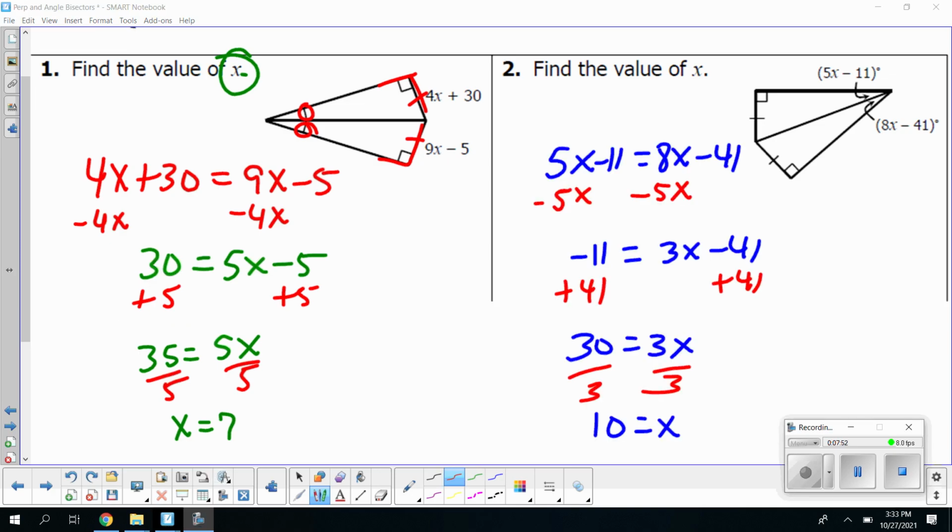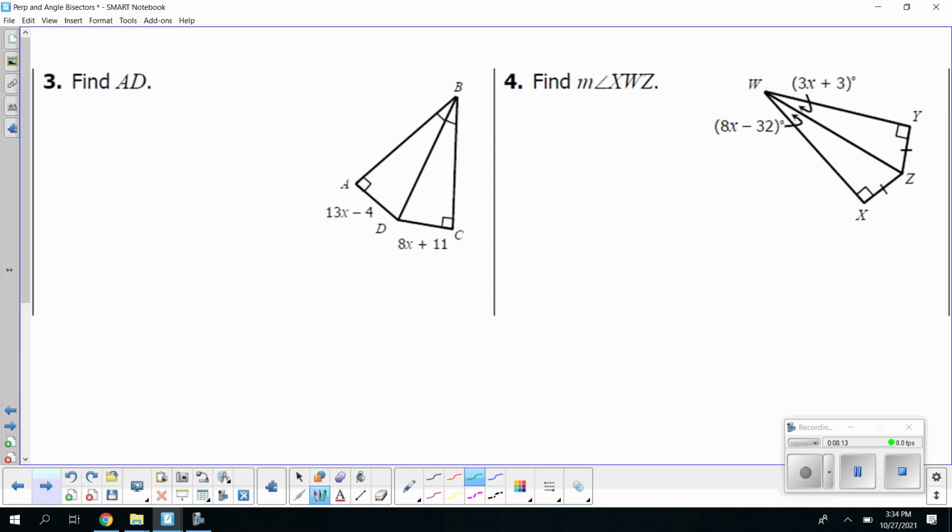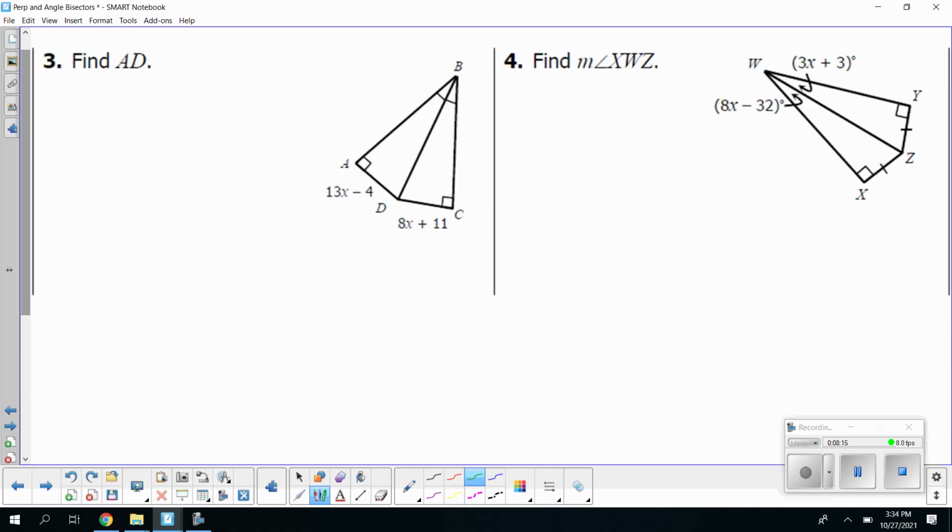Okay, because we have perpendicular segments here and here, and we have 2 segments that are congruent, we can assume that this line is an angle bisector, and this angle and this angle are congruent to each other. So we set them equal to each other and solve, and we get x equals 10. All right, let's take a look at number 3. They want us to find AD.